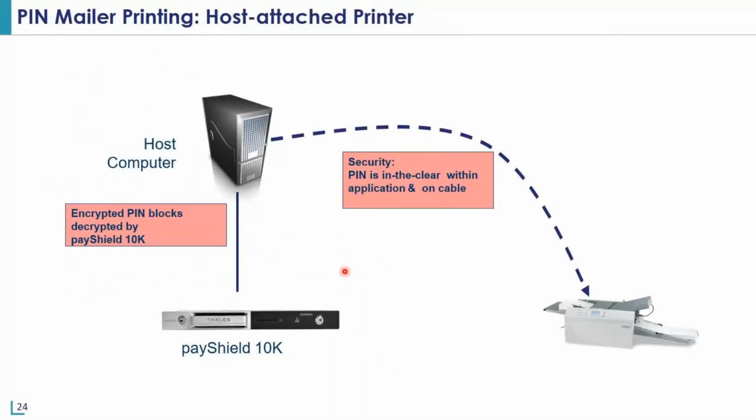Why exactly do you require a printer directly connected to your PayShield 10K? The reason is that if you are sending the request to the host computer for printing, then we don't know whether the path between the printer and the host computer can be trusted or not. It could be possible that the pin is sent in the clear within the application or on the cable.